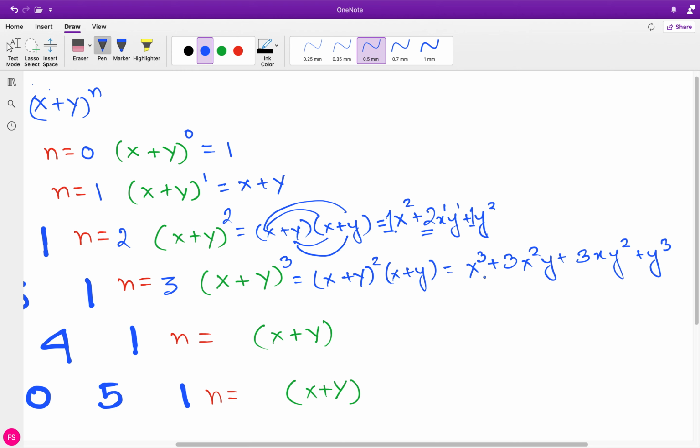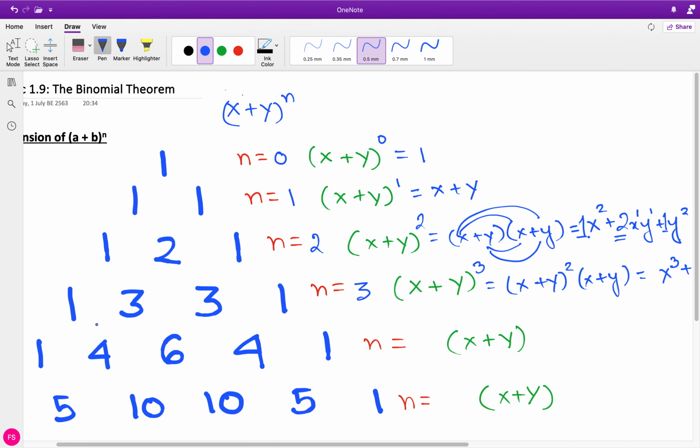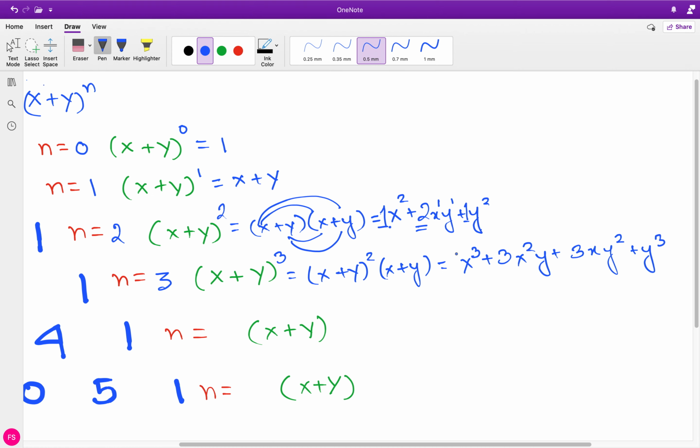Okay, now let's compare these numbers with this. So what numbers do I have in this row? I have 1, 3, 3, and 1. Now let's look at this. The coefficient is 1, 3, 3, and 1. But what happened to the terms? The first term was x, so I started with the highest power of x, that is 3. After that, I started reducing the power by 1. So this is 3, then 2, and then 1, and then you have x to the power of 0. That's why it's not there, because anything to the power of 0 is just 1.